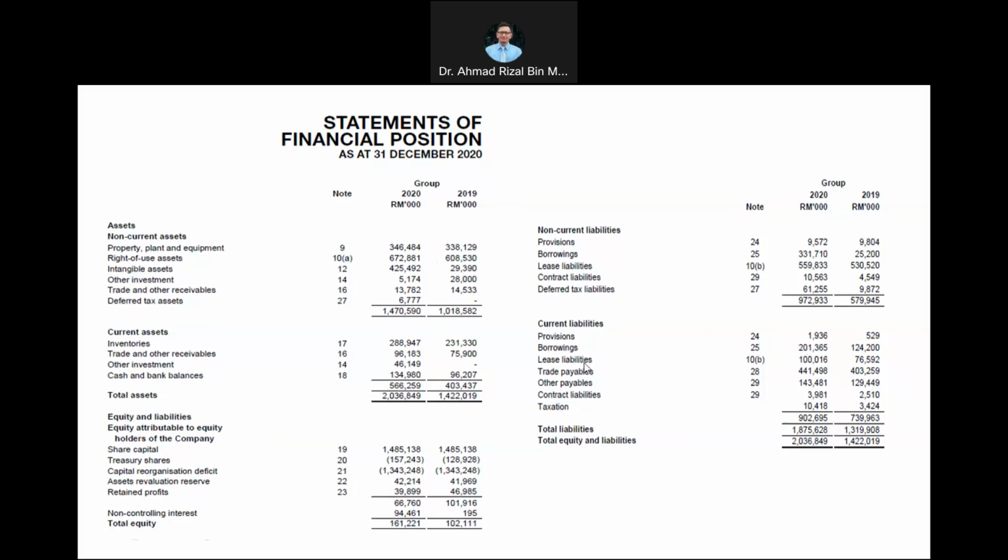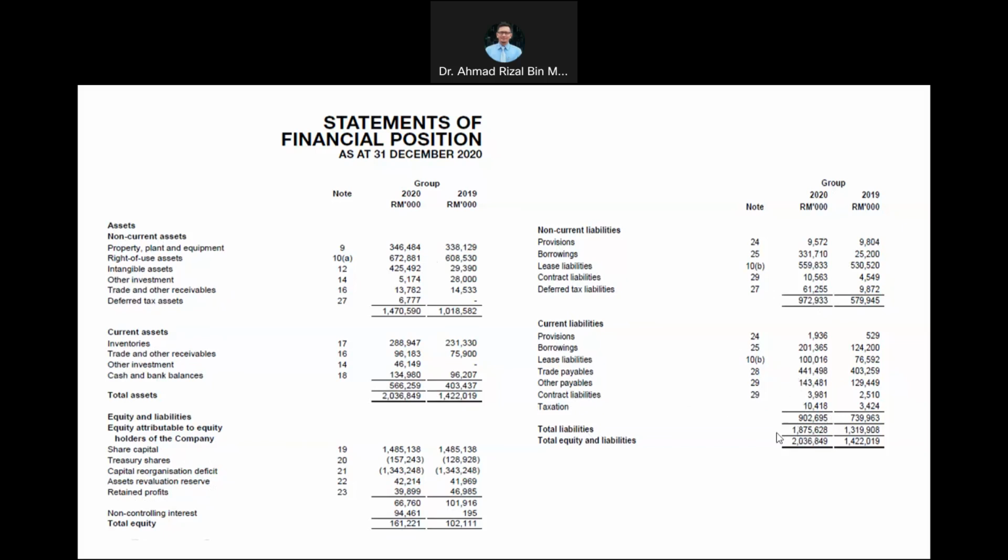This is short-term. These liabilities are trade payables, okay, because they engage with many suppliers, right, for their merchandise and products in the 7-Eleven stores. Okay. Other payables, okay, contract liabilities, and they owe taxation, tax either to the government. So the total current liabilities come up with 902. When you add with 972, it gives you a total liabilities of 1.875 billion.